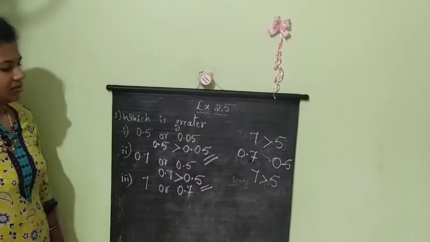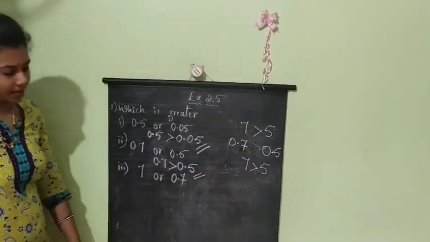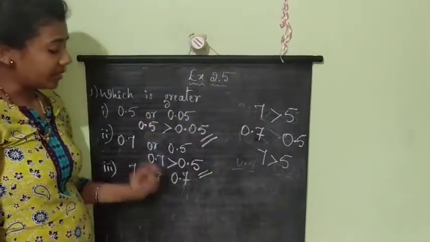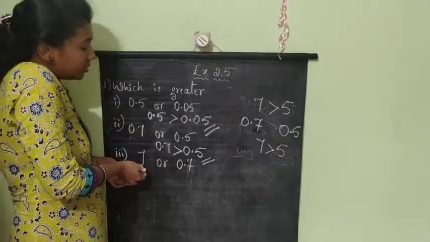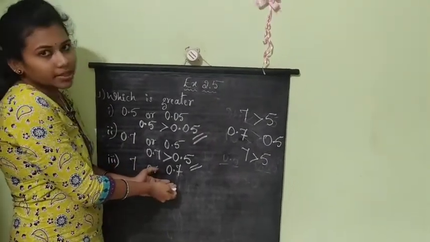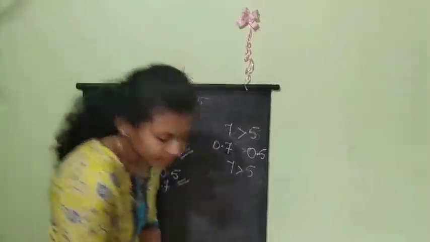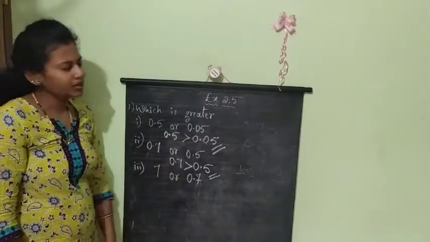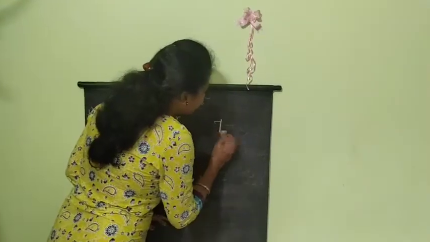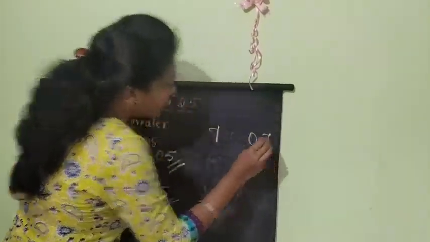The third question, 7 or 0.7. So here the question arises. This is a whole number, 0.7 is a decimal number. So how will you compare now? Pause it. 7 or 0.7. You take the numbers now, 7 as well as 0.7.